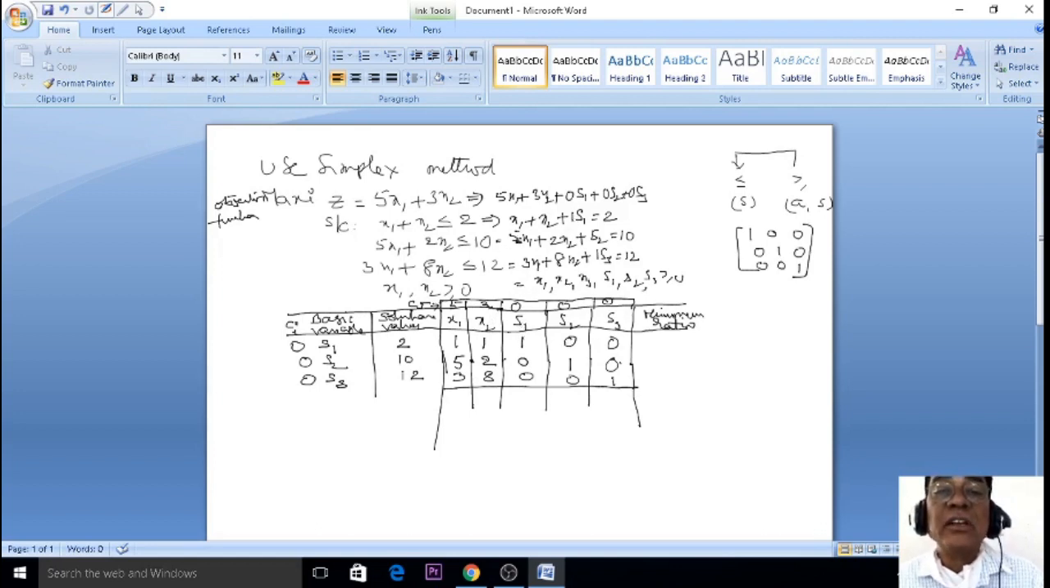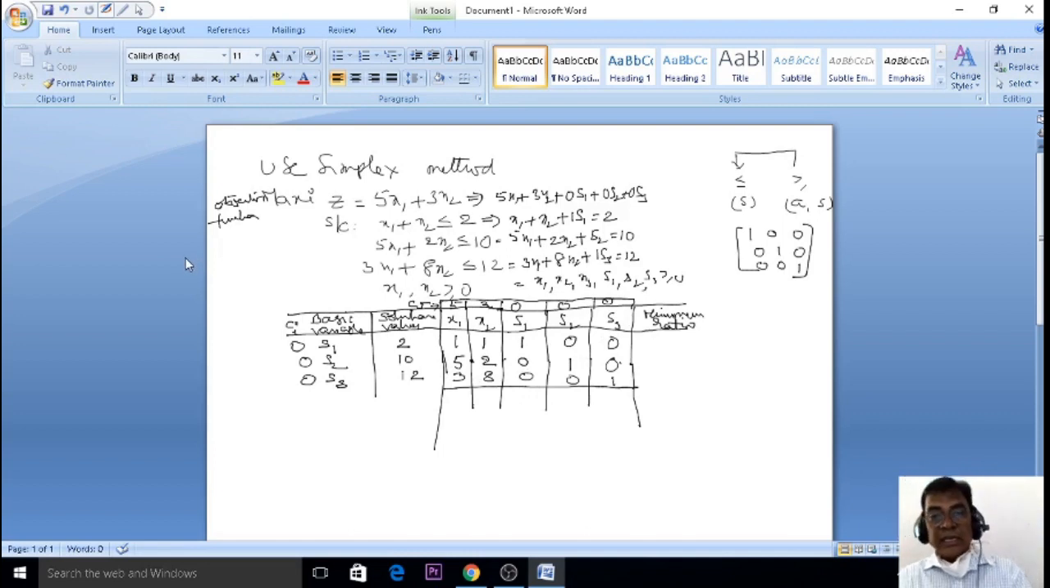Go to the second equation: 5, 2, 0, 1, 0. Third: 3, 8, 0, 0, 1. What are the solution values? After the equal sign, the values are called solution values: 2, 10, 12. Now how to enter 0 for S1, S2, S3? Please see here, there is a unit matrix: 1, 0, 0, 0, 1, 0, 0, 0, 1. What are the top values? 0, S1, so write down 0, S1. Second, 0, S2, and 0, S3.